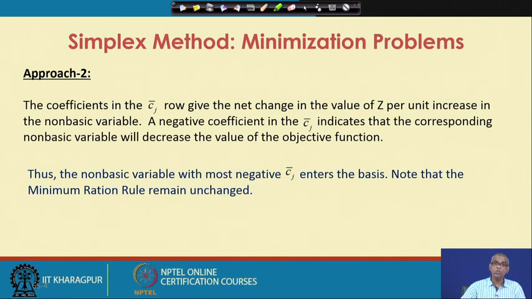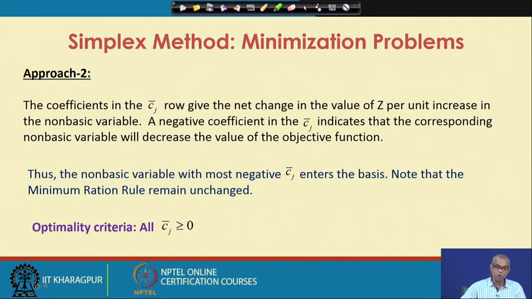because this rule is related to the feasibility of the variables concerned. The variables have to be greater or equal to 0. So, this condition is maintained when you change the non-basic variable by this minimum ratio rule. So, minimum ratio rule remains unchanged, but the optimality criteria now changes.